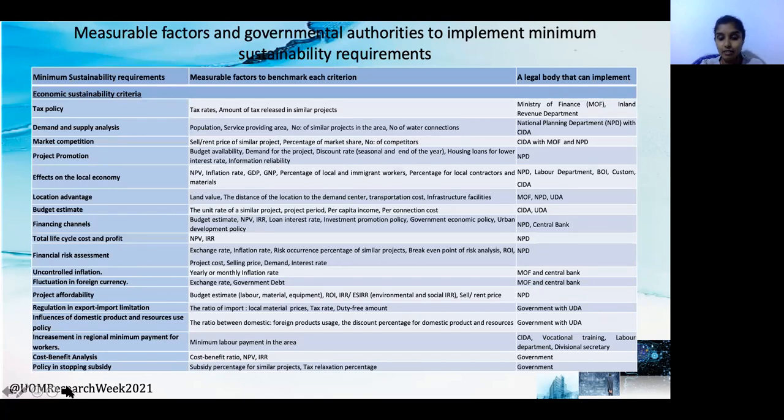And in this round, the interviewees were asked to identify the measurable factors to benchmark each criterion and legal bodies to implement this criterion. So they identified 82 measurable factors with 9 legal bodies. As an example, if we take tax policy, the tax rate and amount of tax release in a similar project are the measurable factors, and the Ministry of Finance and Inland Revenue Department are the legal bodies that can implement this tax policy to assess the project at inception stage.